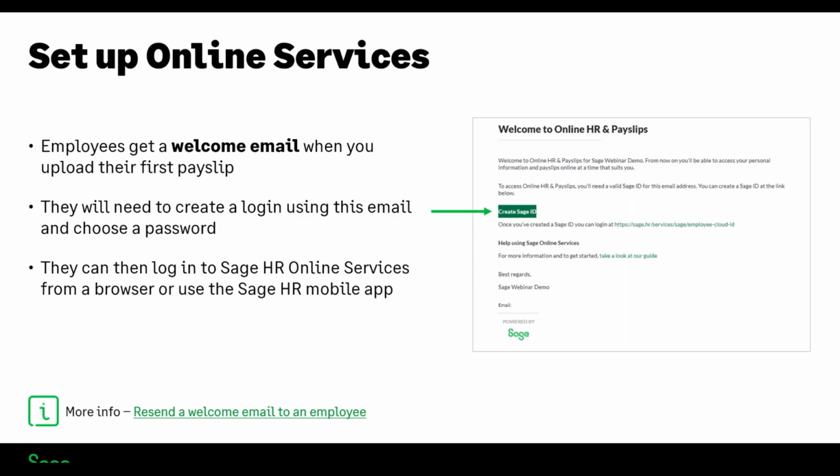And from that welcome email, they'll just need to finish creating their login using that email address and choosing a password. And then they can log into the portal from a browser or use the Sage HR mobile app to access their payslips and P60s.